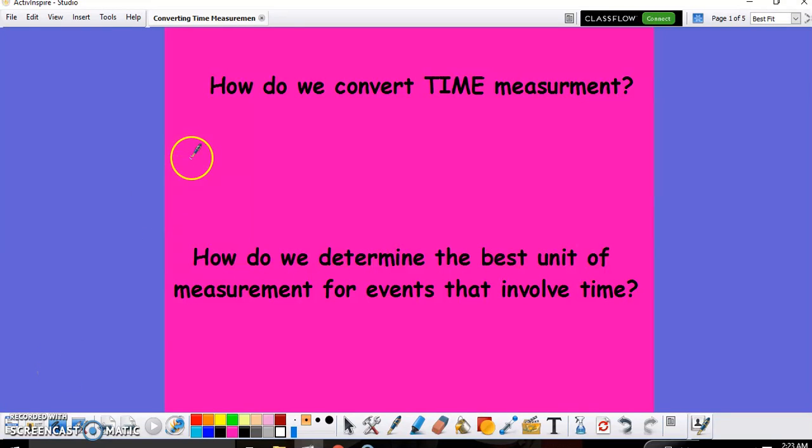Panza. Today we have two focus questions. The first, how do we convert time measurement? And the second question, how do we determine the best unit of measurement for events that involve time? Let's start with the first question.